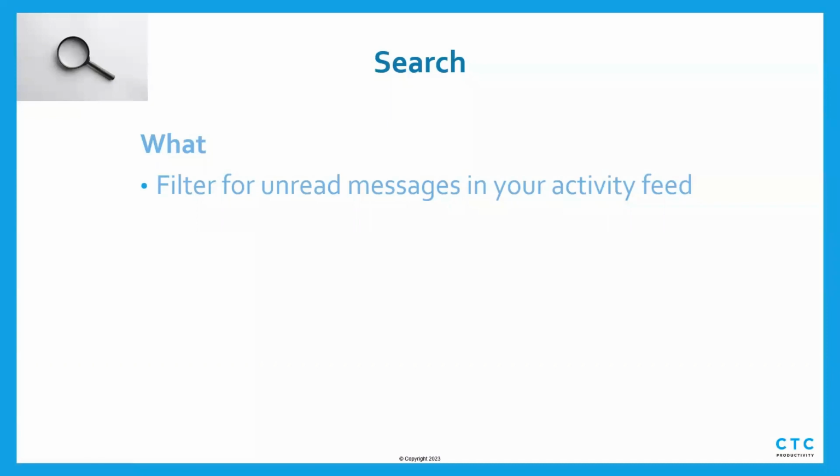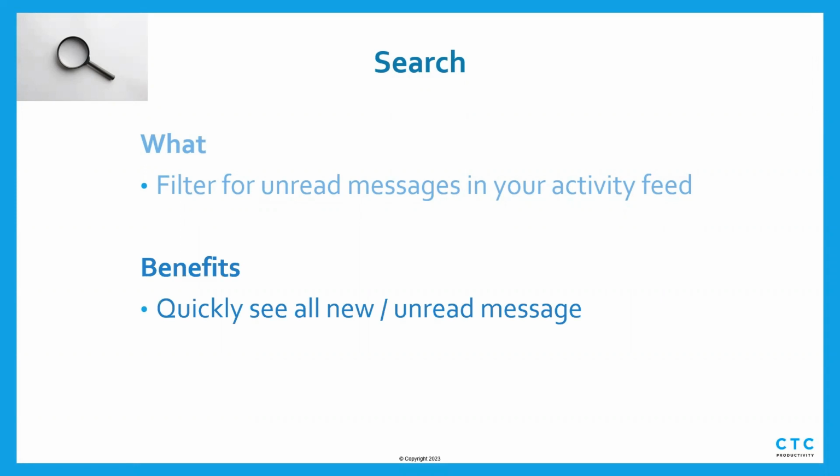Filter for unread messages in your activity feed. This is one of the ones that I know people were asking for. It allows you to quickly just see those unread messages. So again, think of Outlook and the feature where you can see all your mail, or, hey, I just want to see my unread mail. What are the last 5 that came in? Because maybe they aren't all stacked next to each other in your chat.